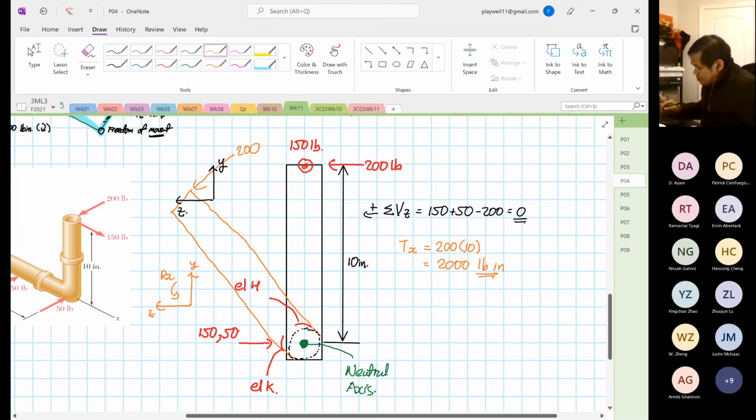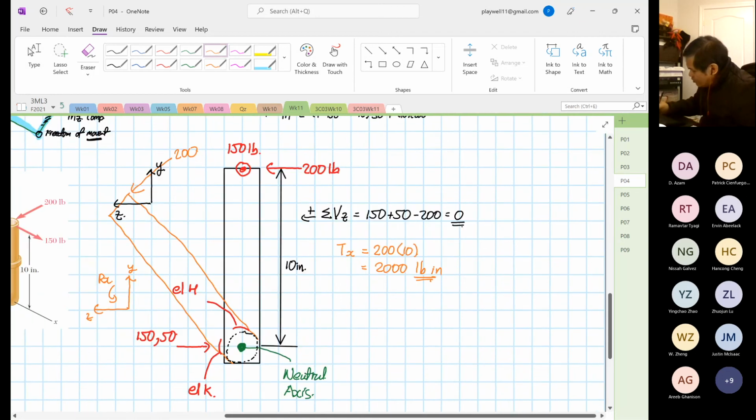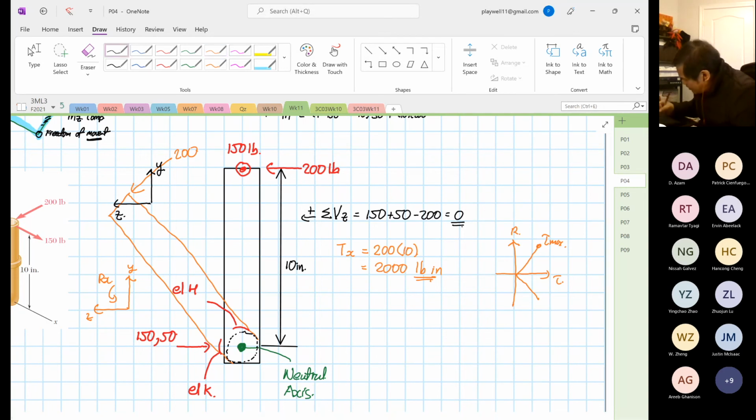Okay, so in your torque distribution, right? Remember, when we talk about torque, we have our distribution. Right? So this is our shear stress. This is our radius, right? We know that at the radius that's maximum is going to be your tau max. Okay, so now what do you write down? Okay, so you write down that element H will be equal to element K, and it will be equal to your tau max.